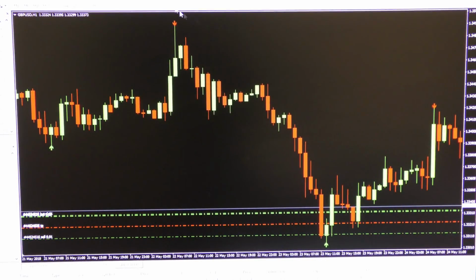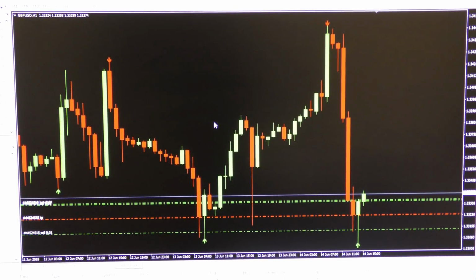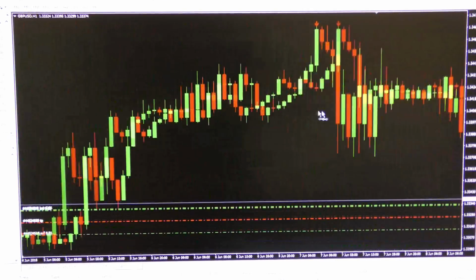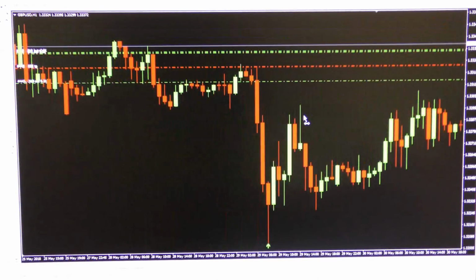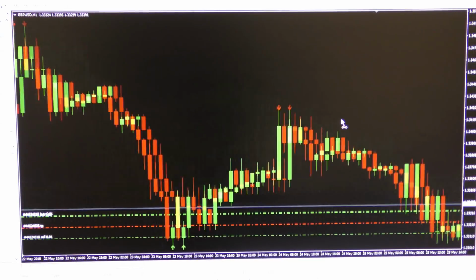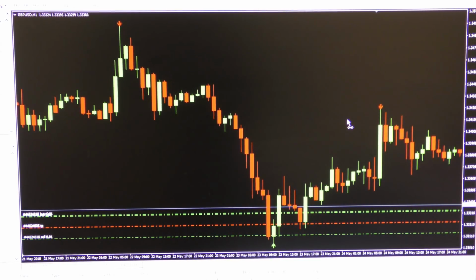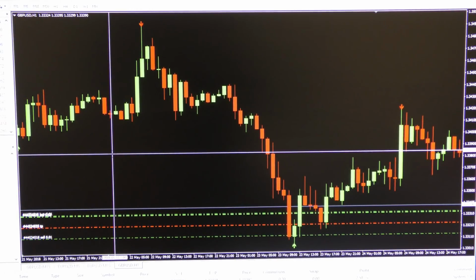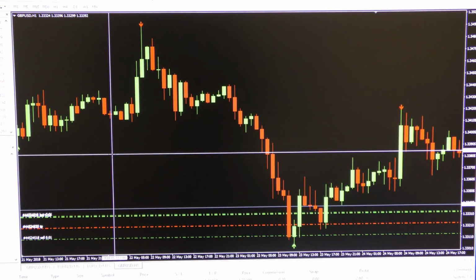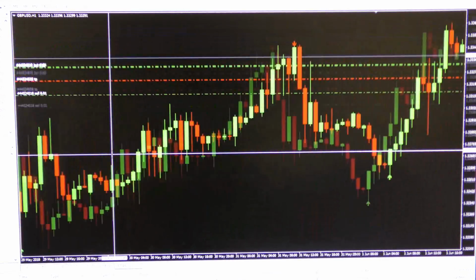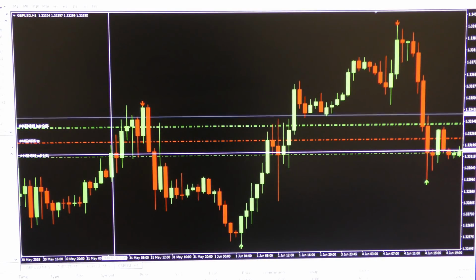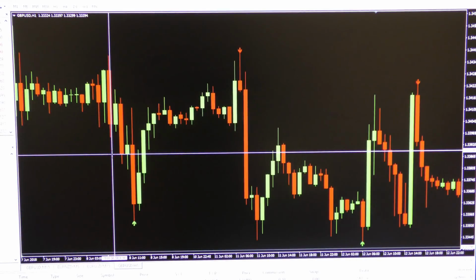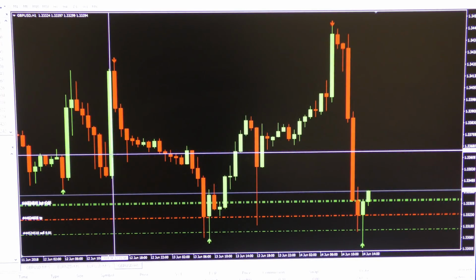So this is what it is, and you can see we get so many opportunities of making good money. Let's go to the 11th of June. This is 9, 8. This is the 11th of June.